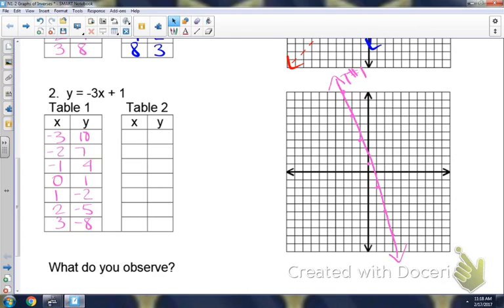Alright, so to find the other line, we're just going to switch our x and y, so 10, -3; 7, -2; 4, -1; 1, 0; -2, 1; -5, 2; and -8, 3. So plot those points.